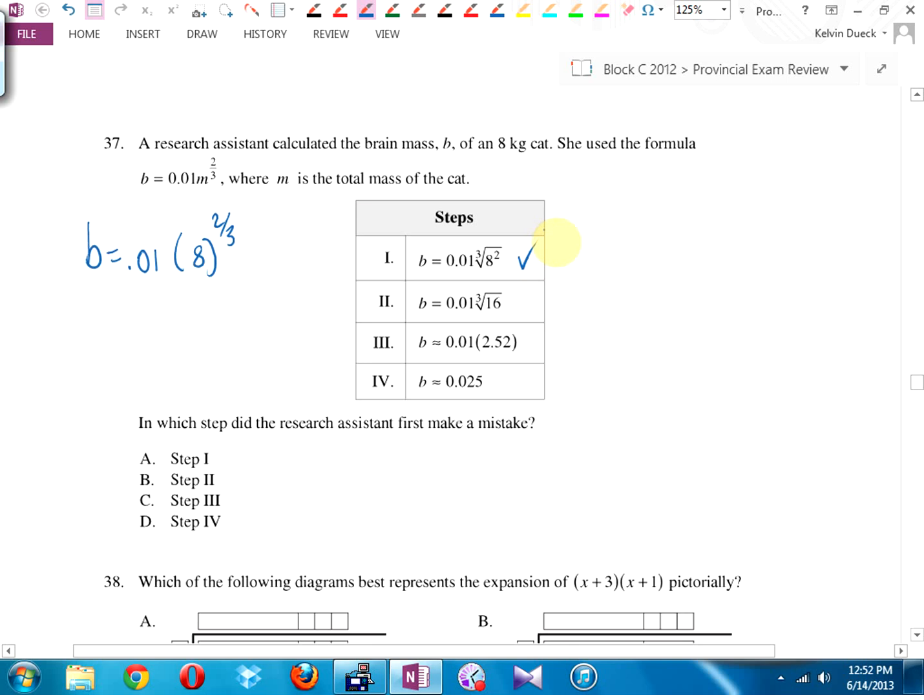What do you see in line 2? What did they do? I see a 16. Where'd that 16 come from? Is 8 squared 16? Jordan, what did they do instead of squaring? They multiplied, didn't they? Step 2.